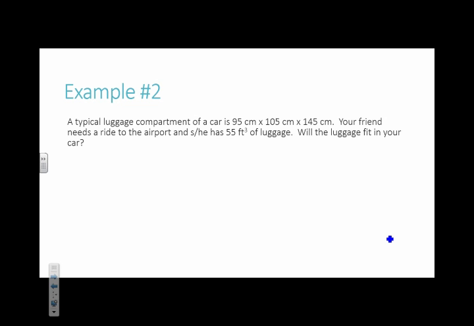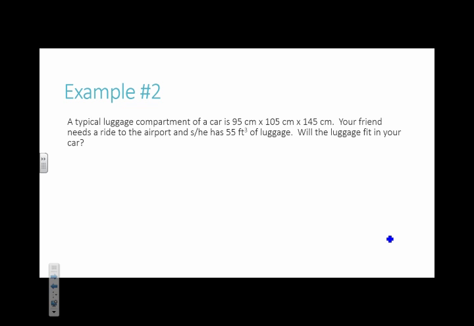You have a friend who needs a ride to the airport, and your car has dimensions of 95 centimeters by 105 centimeters by 145 centimeters. And your friend who needs a ride to the airport has 55 cubic feet of luggage. Will the luggage fit in your car? That is the question. And can you still drive you and your friend to the airport?